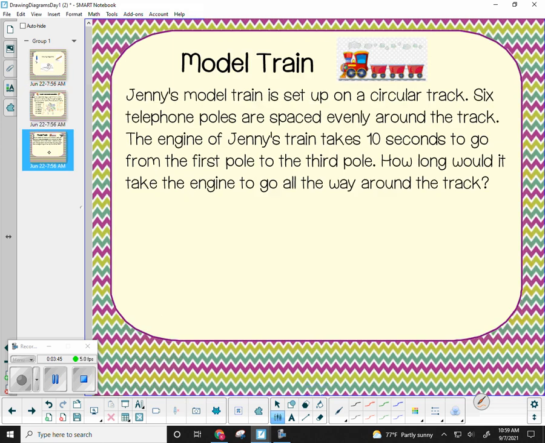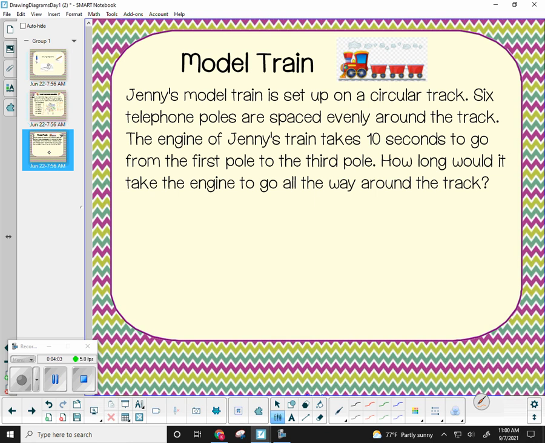All right, our last problem here says Jenny's bottle train is set up on a circular track. 6 telephone poles are spaced evenly around the track. The engine of Jenny's train takes 10 seconds to go from the first pole to the third pole. How long would it take the engine to go all the way around the track?